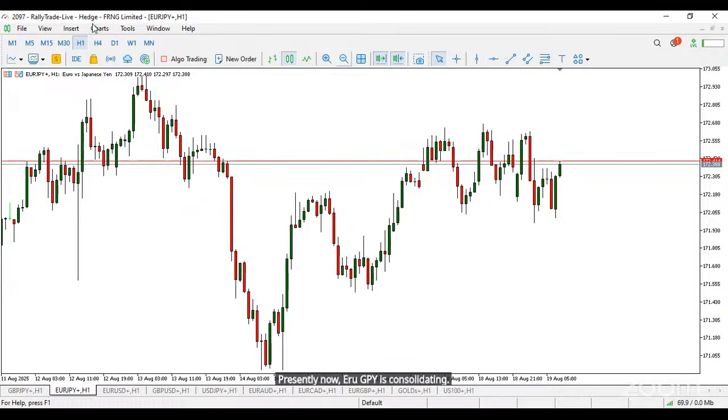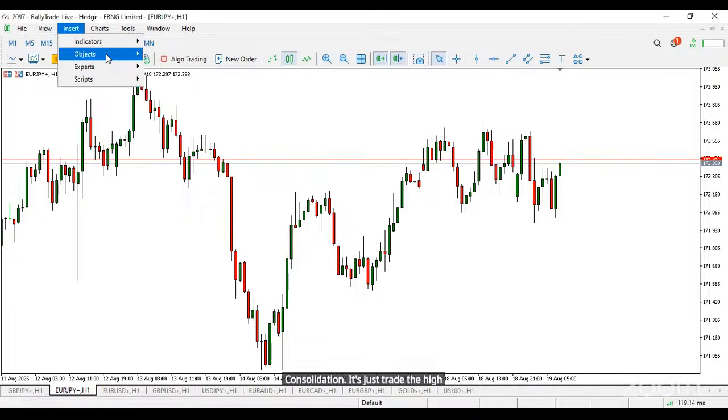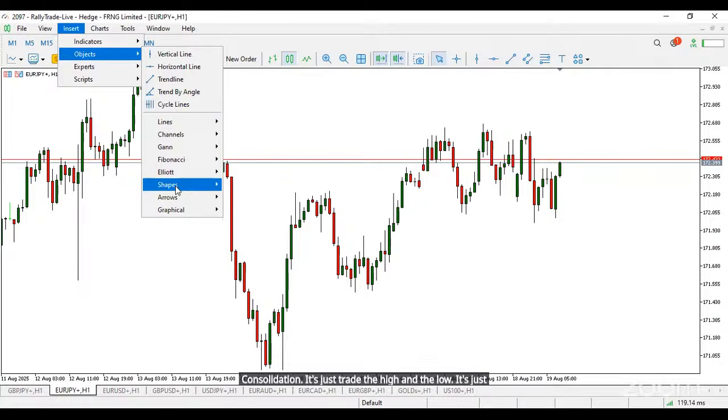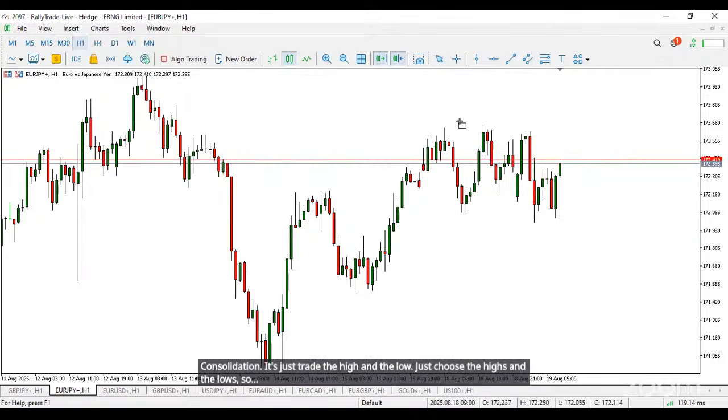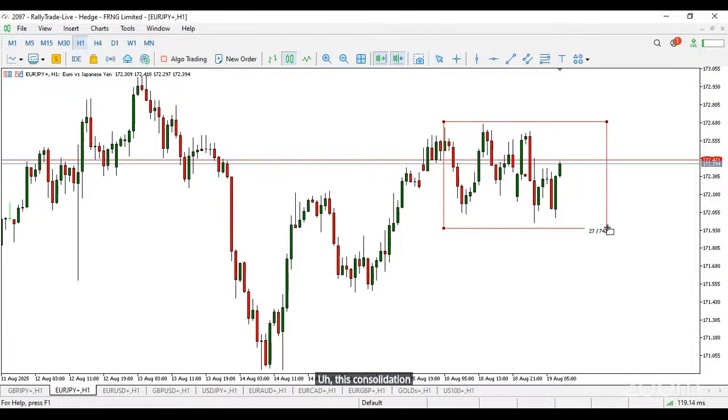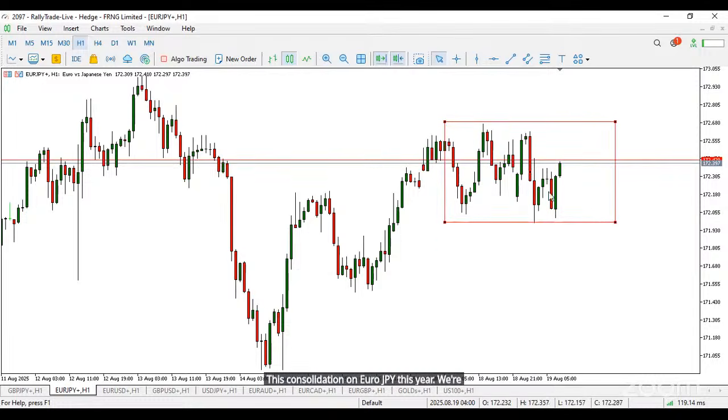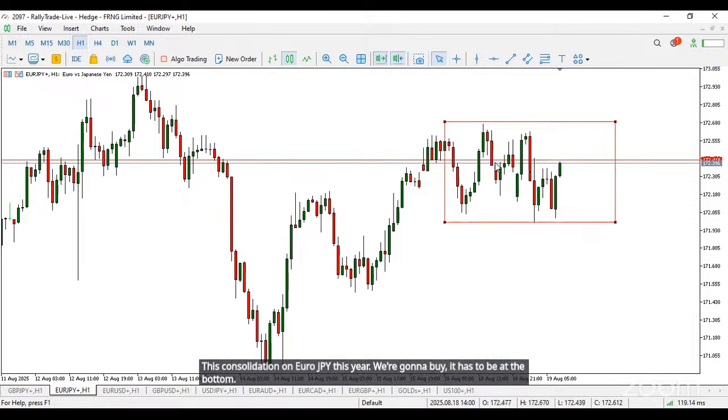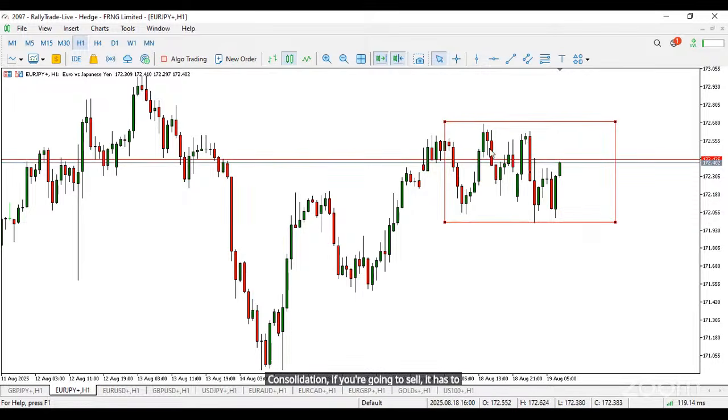As we said, the plan for trading any form of consolidation is to just trade the highs and the lows. So this consolidation on Euro JPY is here. If you're going to buy, it has to be at the bottom of the consolidation. If you're going to sell, it has to be at the top of the consolidation until a breakout happens, and then you wait for the retest and continue with the direction.